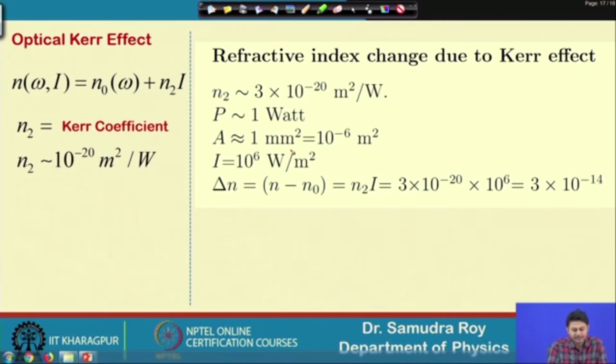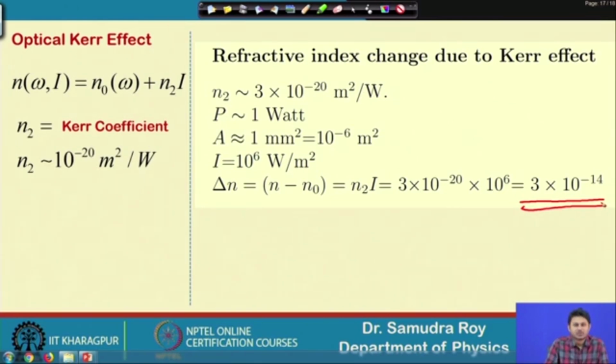Here we take an arbitrary value of 1 millimeter square, which is 10 to the power minus 6 meter square, and if I try to find out the intensity with that, because power is given and the area is also given, then we can find out the intensity, and this intensity comes out to be 10 to the power 6 watt per meter square. Now, n2 is given and intensity is given. If I write this n2 I, which is 3 into 10 to the power minus 20 multiplied by 10 to the power 6, it will be merely 3 into 10 to the power minus 14, a very small value.